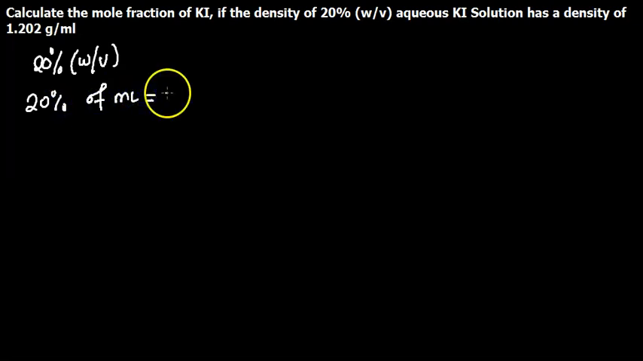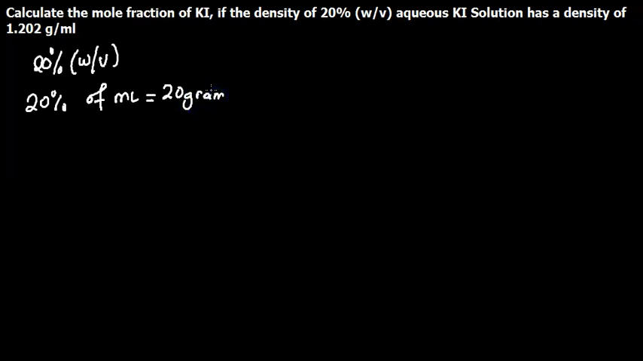Let's say we are given 20% weight by volume. This simply means that there are 20 grams of potassium iodide in 100 milliliters of the solution. So the mass of the potassium iodide in the solution is simply going to be 20% of 100 milliliters, which is 20 grams.